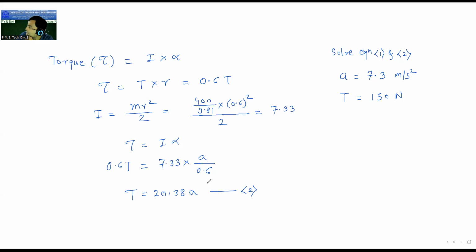Now work, power, energy will require 3 to 4 lectures, and after that one more unit is there, mechanical vibrations. It will take only one lecture. So almost 4 to 5 lectures of syllabus is left. Within 4 to 5 lectures it will be complete.